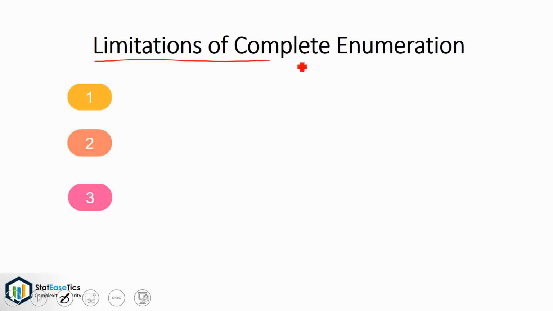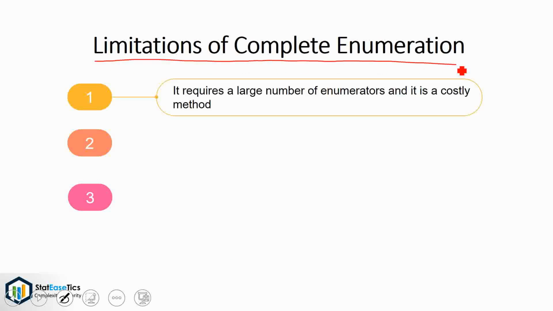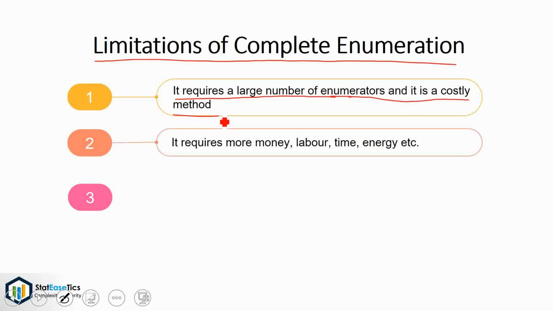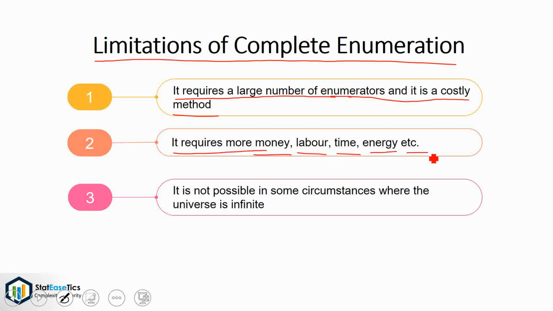Let's see the limitations of complete enumeration. It requires a large number of enumerators and it is a costly method. It requires more money, labor, time, energy, etc. It is not possible in some circumstances where the universe is infinite.